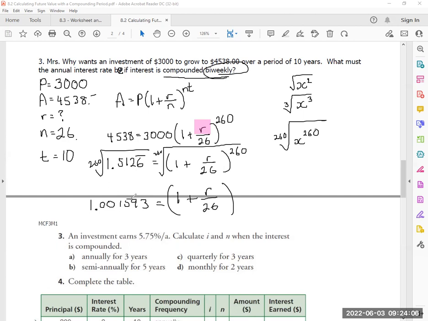Very important. So I'm going to get everyone to try this. Grab your calculator, see if you can do this, because on your assignment, I might ask you to reverse it and calculate the R value. Can you just double check to make sure you can do the 260th root and get an answer like this?